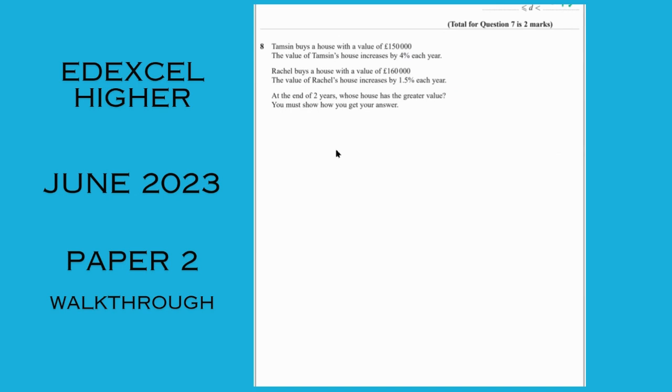Number 8, typical percentage question, one thing at a time. So Tamsin buys a house. Let's start with Tamsin. 150 grand, 4% each year. Write down your multiplier. Rachel buys a house. Let's leave a bit of a gap and go on to Rachel. £160,000 increases by 1.5%.